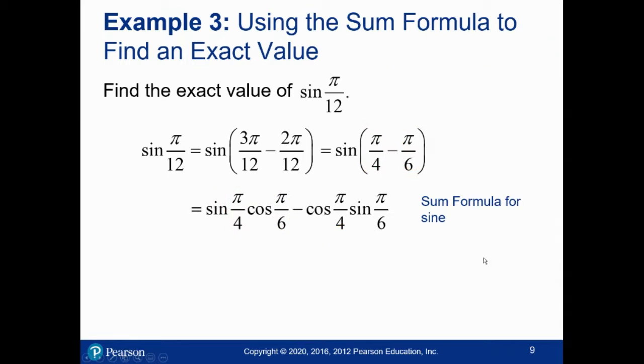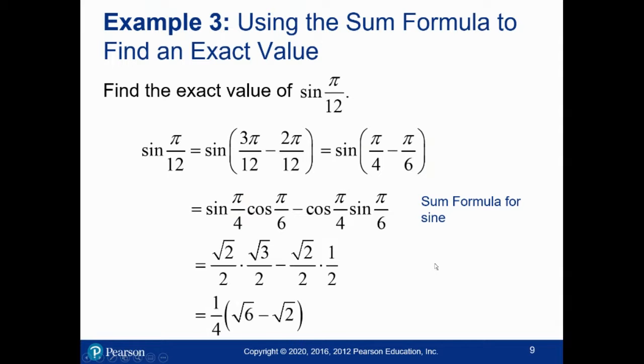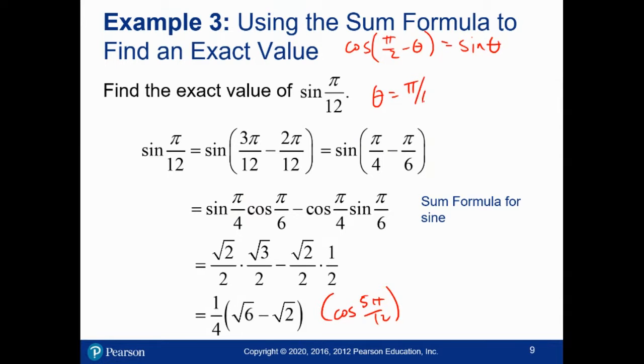But the good news is we do know the value of sine pi over 4, etc. Root 2 over 2, root 3 over 2, root 2 over 2, and 1/2. And there we have it, 1/4 times root 6 minus root 2, which was actually the cosine of 5 pi over 12 from earlier. But hey, we also just saw that the cosine of pi over 2 minus theta is equal to the sine of theta. Well, if theta is pi over 12, we get exactly that the sine of pi over 12 is the cosine of 5 pi over 12. So we already knew that anyway.